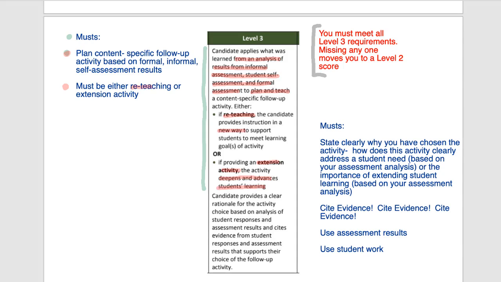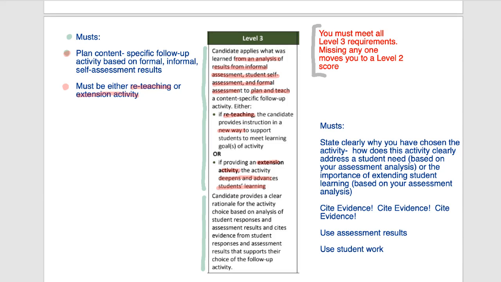All right? Now remember, this does not have to be whole class. It could be whole class. For most folks, this will be some particular group of students that you've selected out from your assessment results to do the reteaching or the extension. All right? The next piece here, candidate provides a clear rationale for the activity choice based on an analysis of student responses and assessment results.